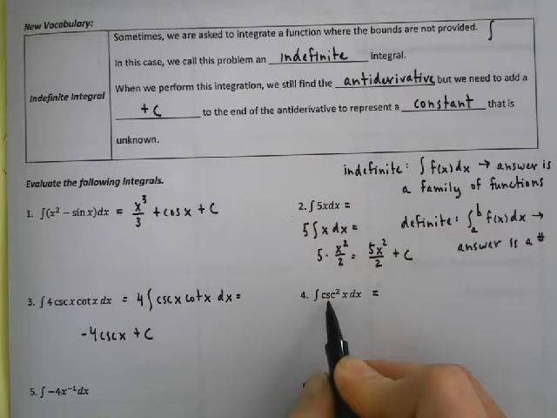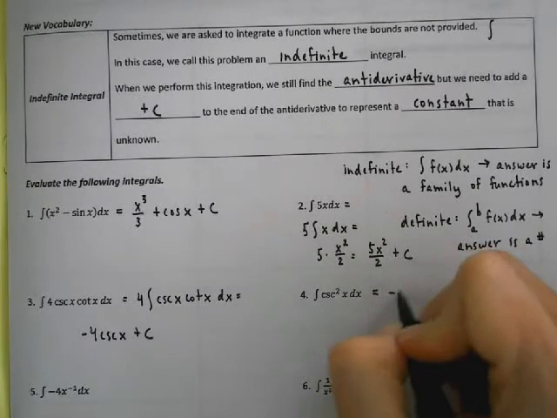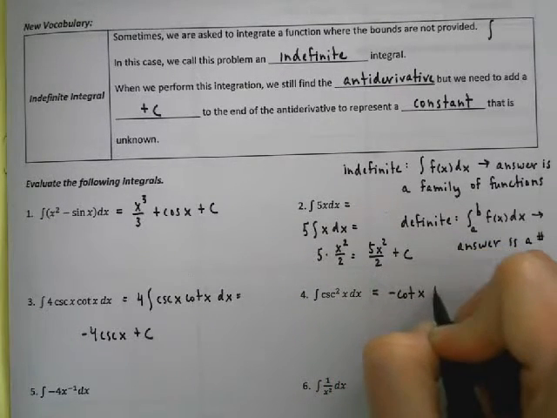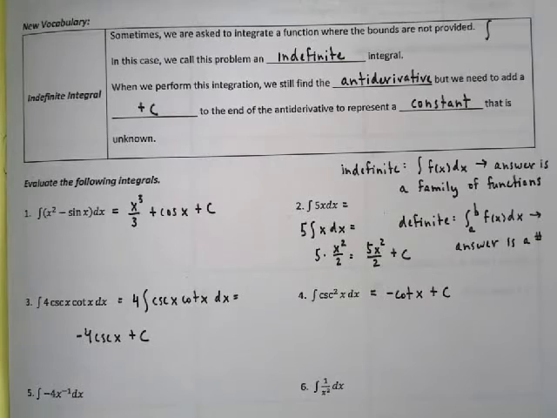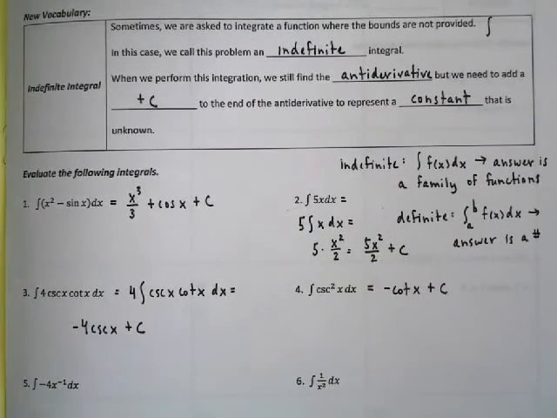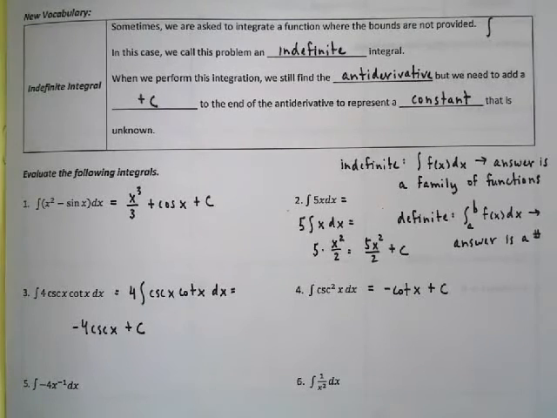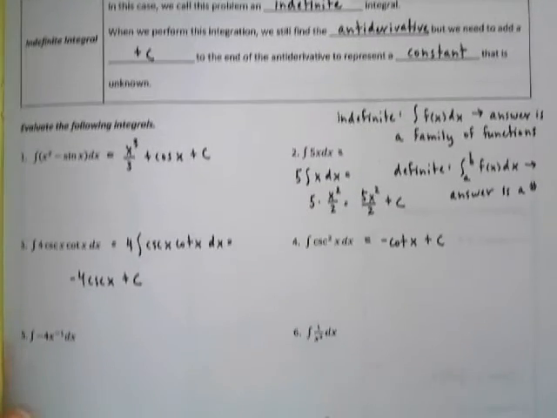Okay, for number 4, again, I'm going to be careful of signs here. I know this is going to be negative cotangent of x plus c. And remember, guys, if these antiderivatives aren't pretty automatic by now, you really need to go and make some flashcards or do some practice. These should be automatic at this point in time.